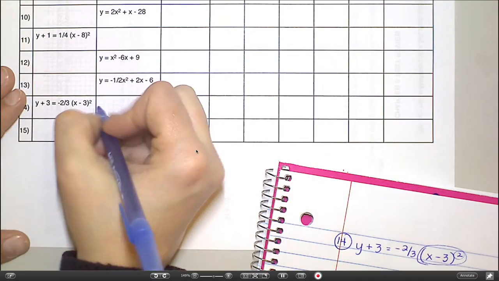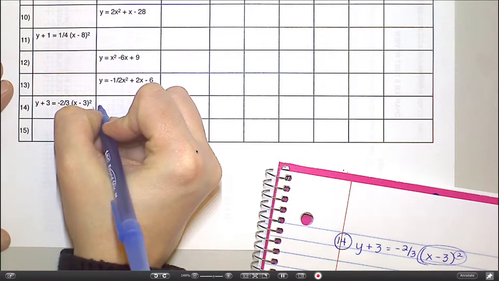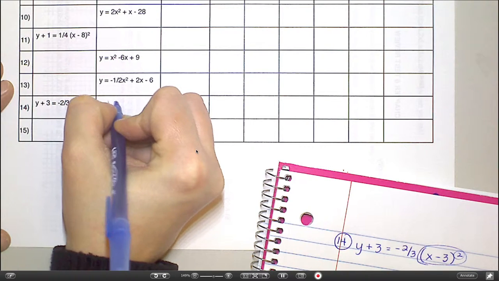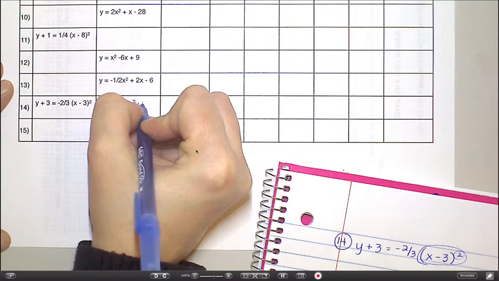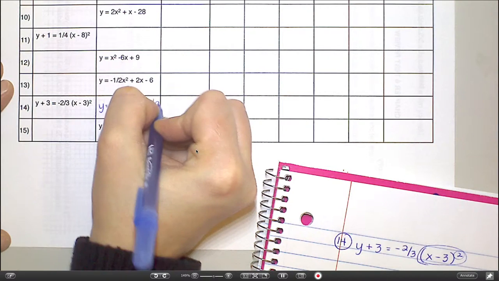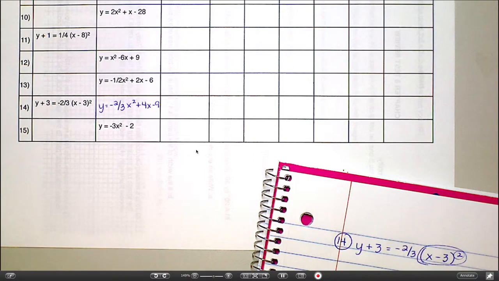Okay, so final answer for that one, my standard form on number 14, would be y equals negative 2/3 x squared plus 4x minus 9. Okay, so y equals negative 2/3 x squared plus 4x minus 9.